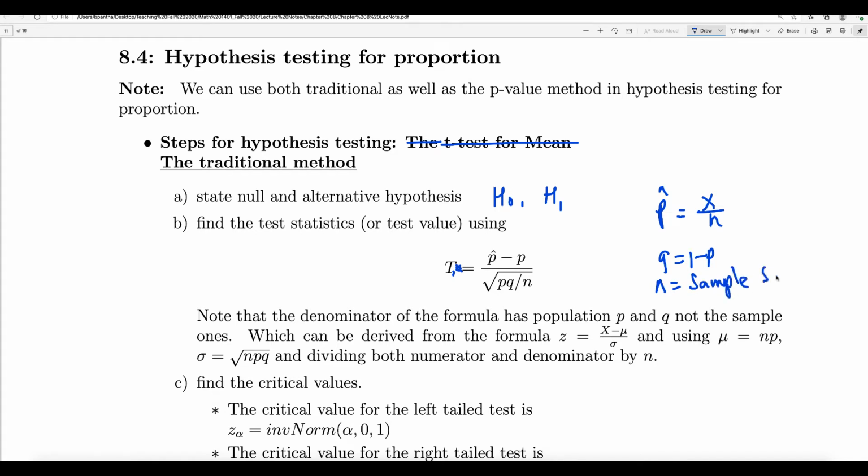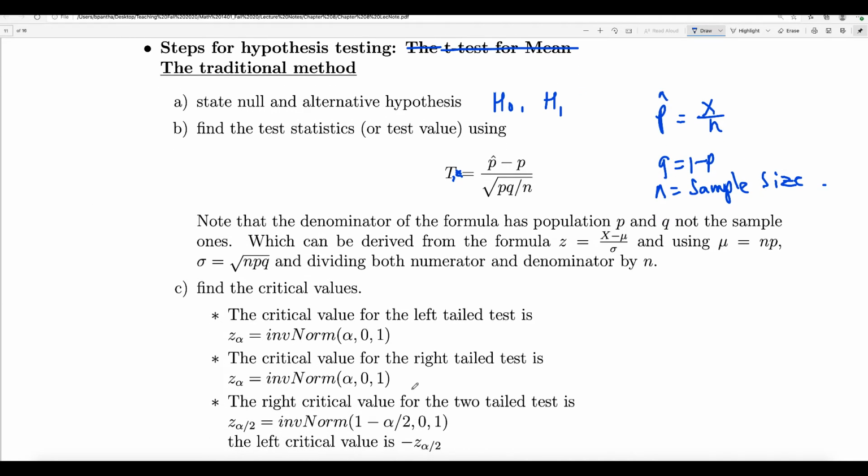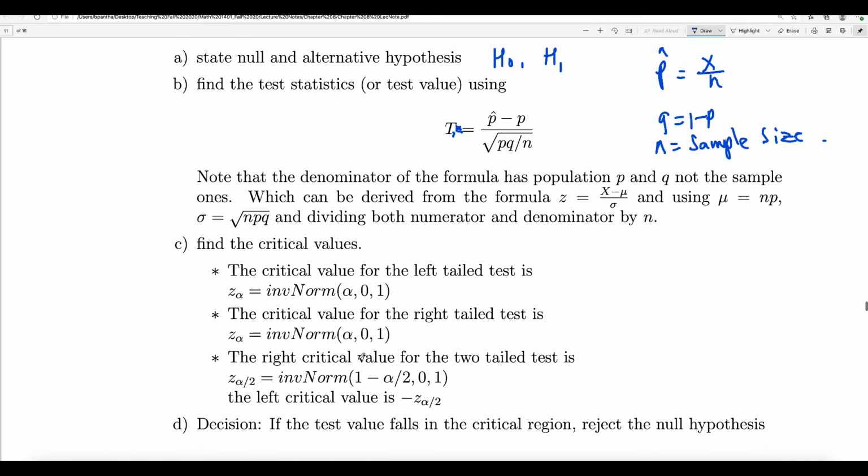Step number 3 is to find the critical values. To find the critical value, it is exactly the same as how we find the critical value for the Z-test, meaning hypothesis testing for the mean when sigma is given. You use inverse norm. If the test is left tail, you do inverse norm of alpha. If the test is right tail, you do inverse norm of 1 minus alpha, or you can do alpha and get a negative value, as you do for the left tail test.